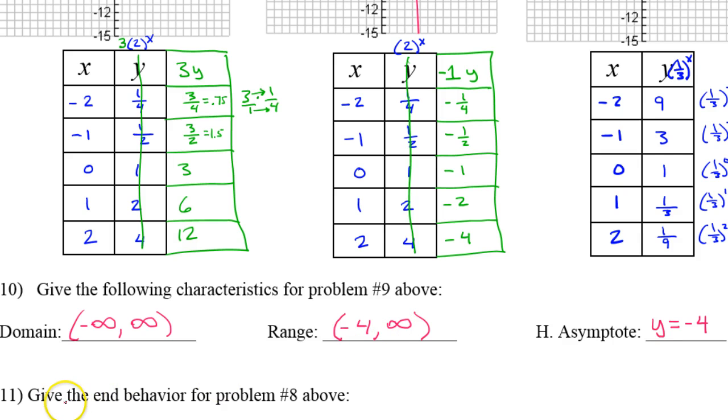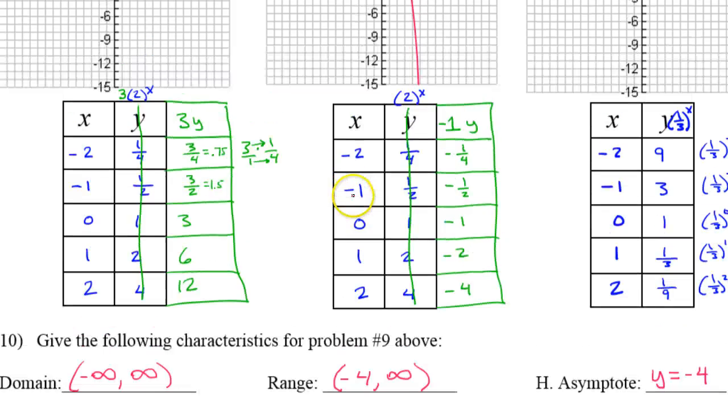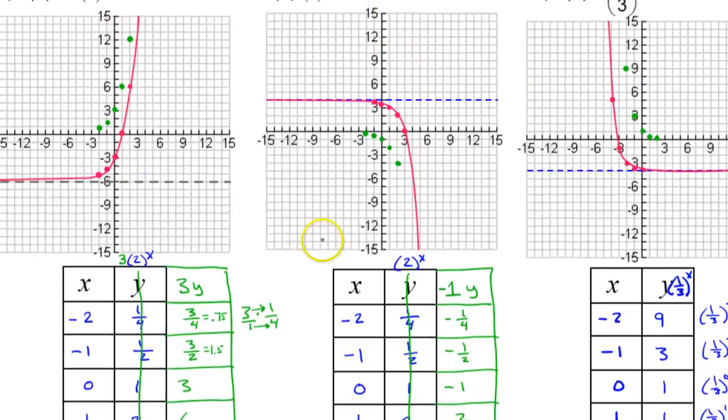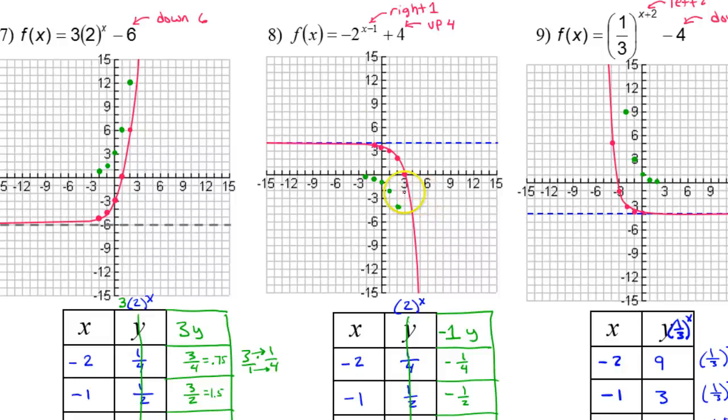Number 11, we're supposed to state the end behavior for problem number 8 above. Okay, so the end behavior for this middle one, number 8, is all about what happens on the left and what happens on the right. On the left, the graph is approaching the asymptote. So on the left, we're approaching 4. On the right, the graph is dropping forever. So on the right, it's approaching negative infinity.